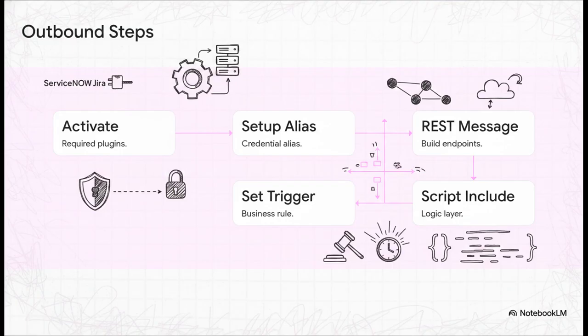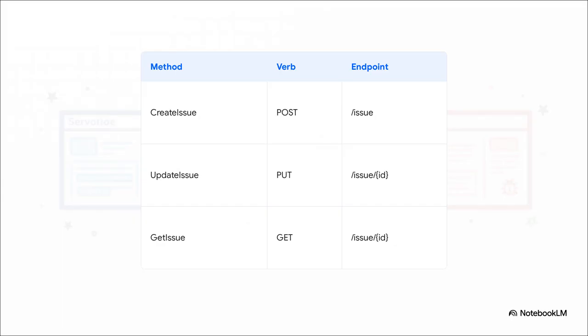Step 3 involves defining your core HTTP methods. We use specific REST verbs for specific actions. You've got POST to create an issue, PUT to update one, and GET to retrieve data. For Jira Cloud specifically, you have to ensure your HTTP headers for content type and accept are explicitly set to application/JSON, or Jira is just going to reject your payload outright.